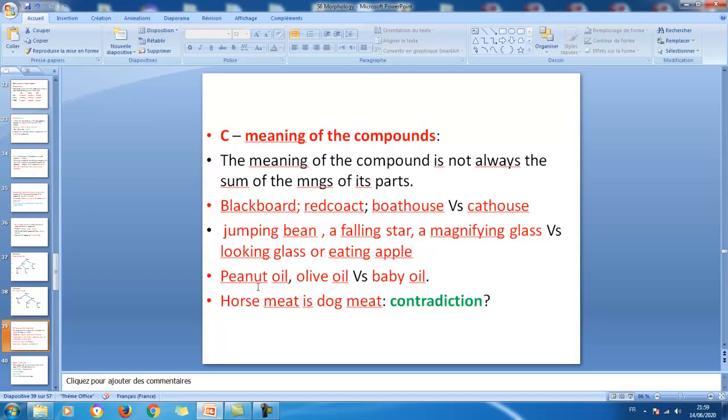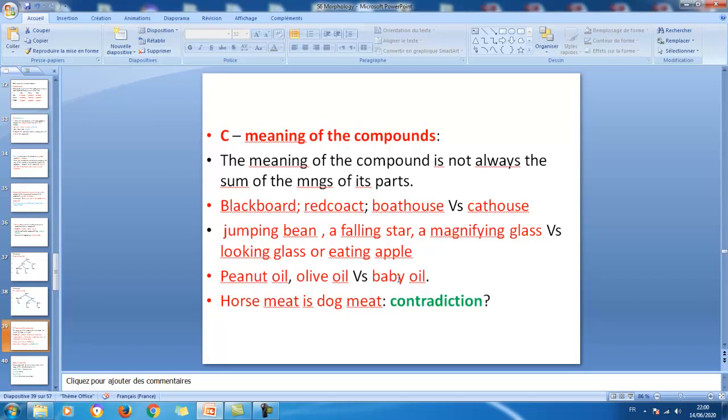Okay, now peanut oil, olive oil. So it's oil obtained from olive, it's oil obtained from peanut here. But what about baby oil? Is it oil obtained from babies? Of course not. It's oil which is useful for babies here. So once again, that semantic relationship that exists between oil and olive, oil and peanut, does not hold here, between oil and baby.